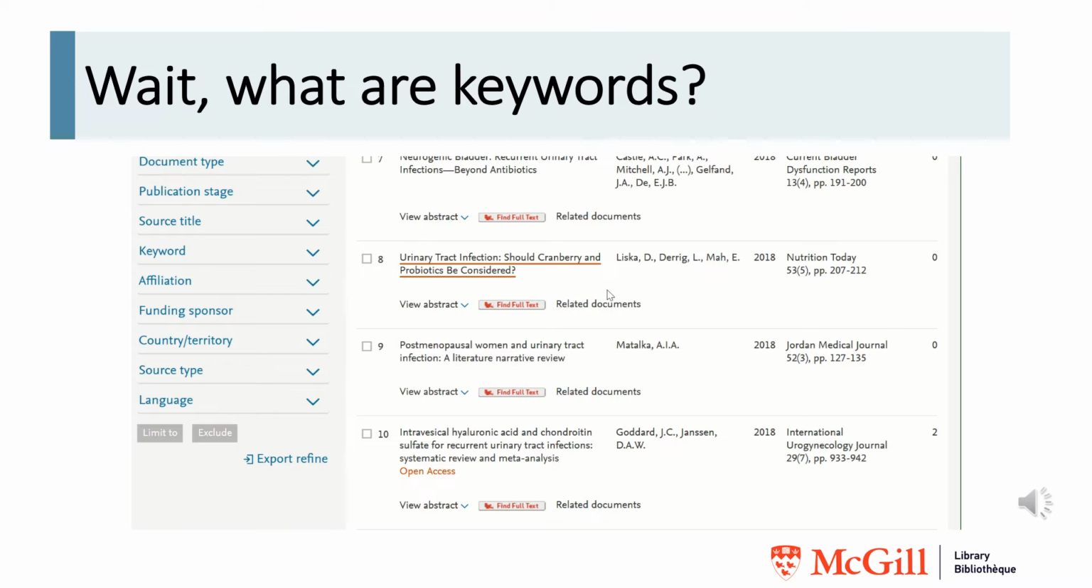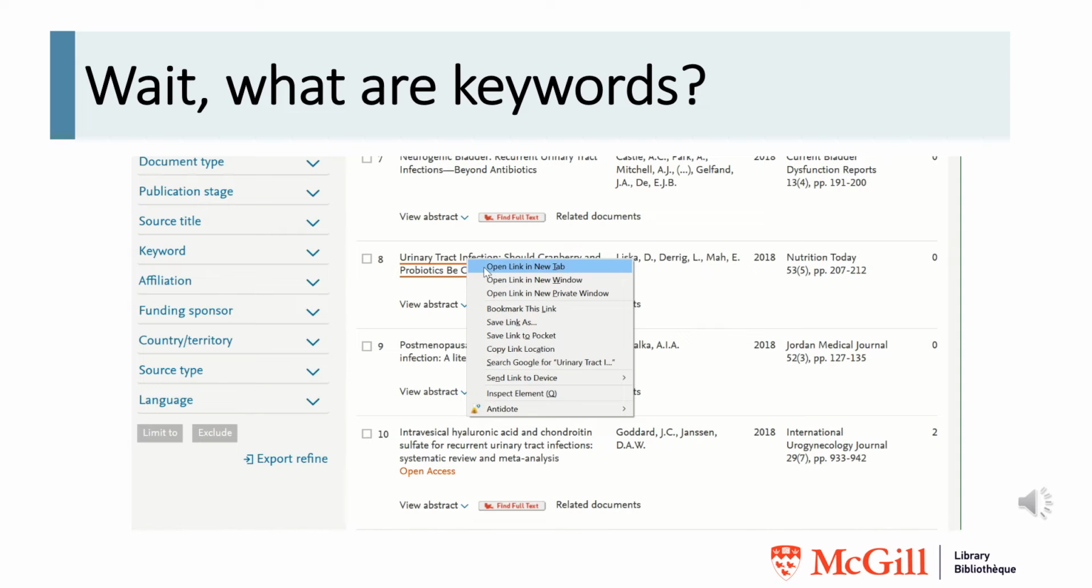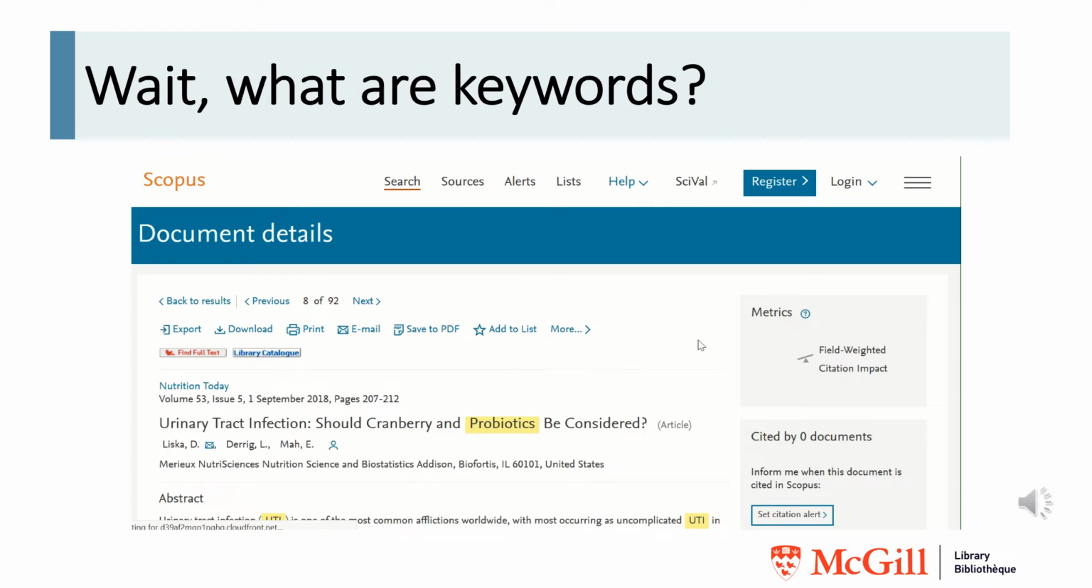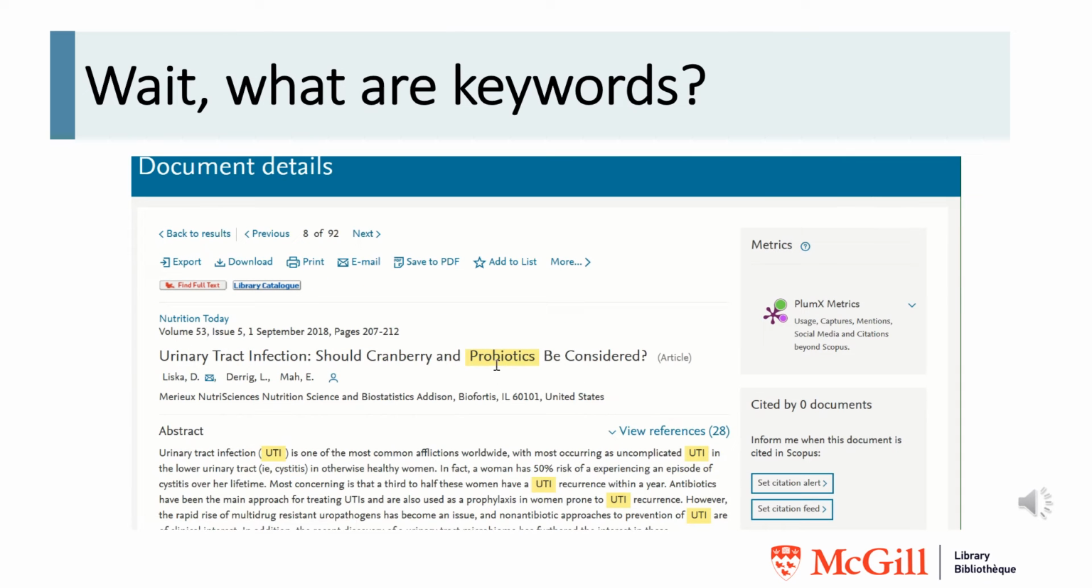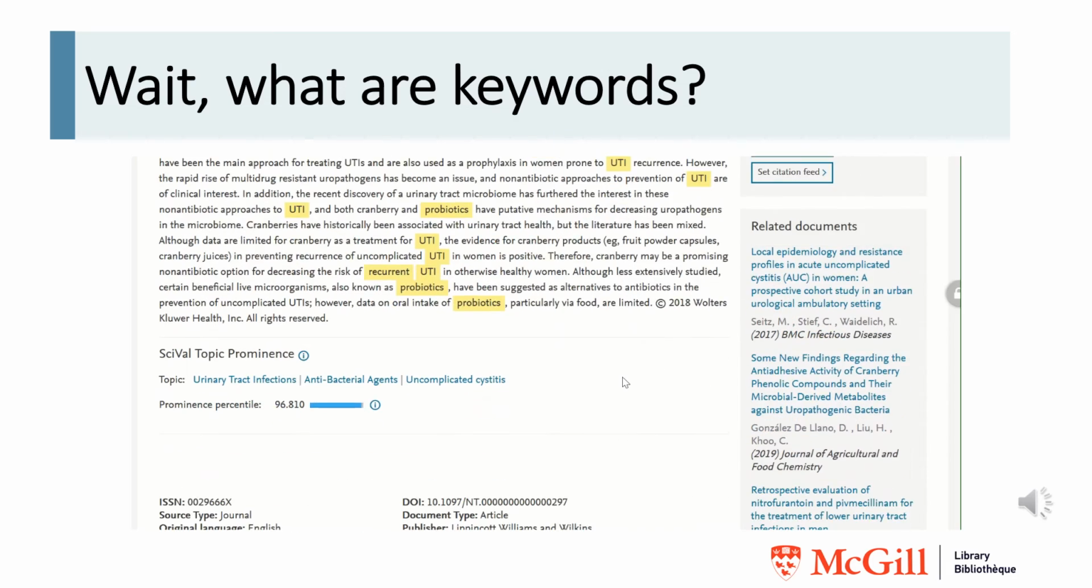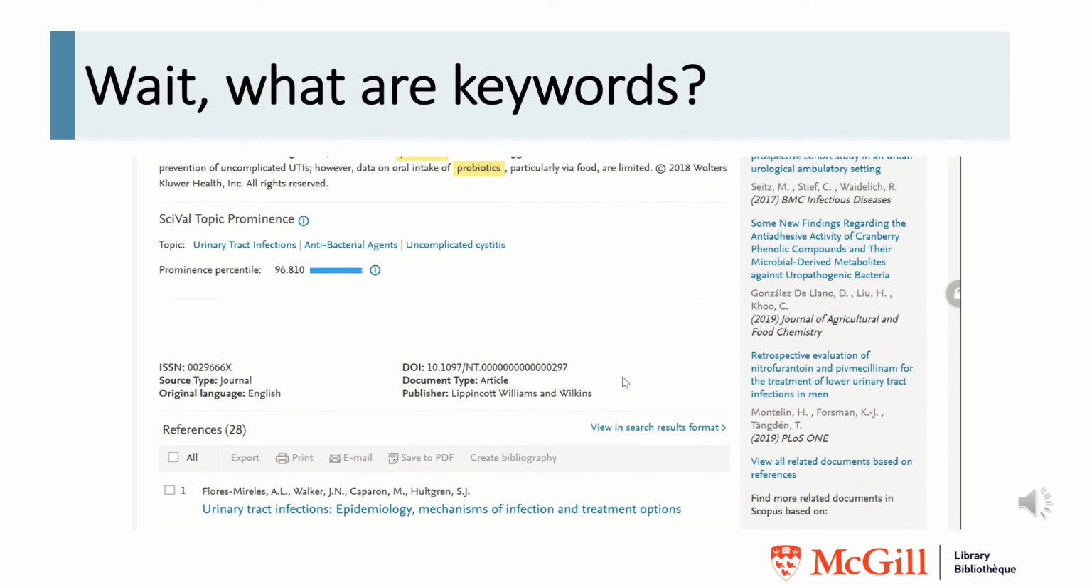Let's say we've done a search. This is in Scopus here, and you found something that looks promising. An article that's talking about maybe using probiotics to treat urinary tract infection. So what is being searched when you're using keywords? We're going to open that record in a new tab. And here we are. And you'll see that the words that we use to do the search are highlighted. So this is where the database is searching.